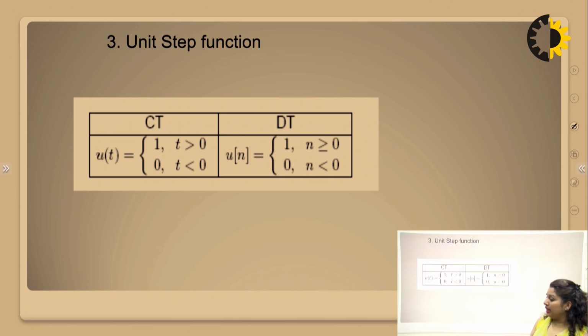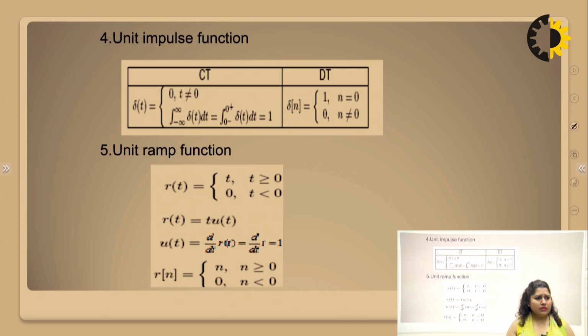So now we have a very important category which is called the unit step function. u(t) is defined as 1 for t greater than 0 and 0 for t less than 0. Similarly, u(n) can be defined as 1 for n greater than or equal to 0 and 0 for n less than 0. We have the unit impulse function which is represented by del(t).